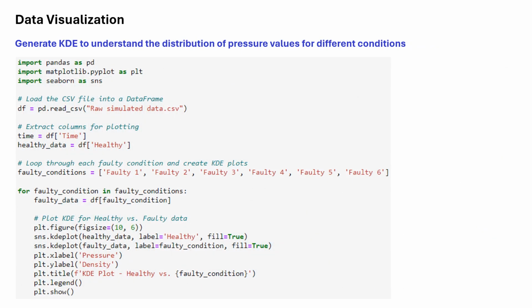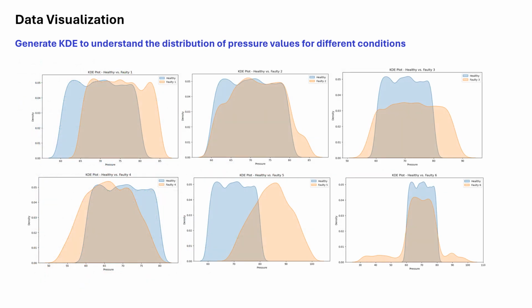Our next method is KDE, that is kernel density estimation. It is a nonparametric technique used to estimate the probability density function of a continuous random variable. In the context of pump pressure analysis, KDE can be employed to visualize the distribution of pressure values in a manner similar to histograms. The ready-made code is given below. Here, instead of dividing the data into bins as in a histogram, KDE estimates the probability density at each data point.